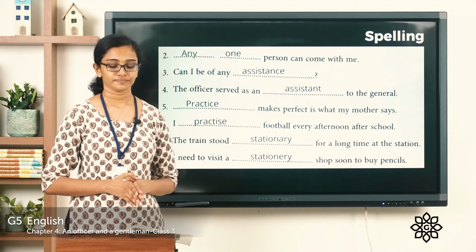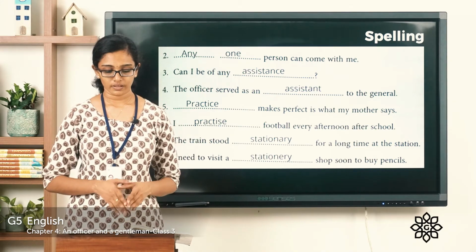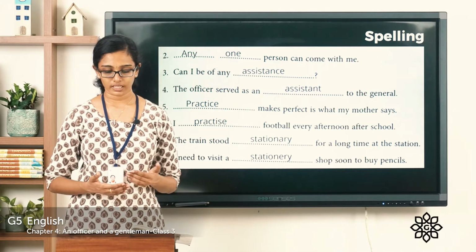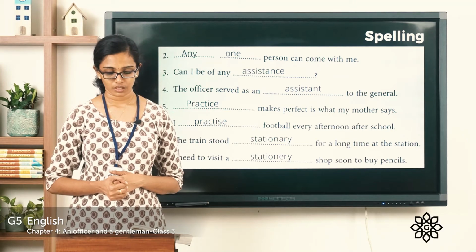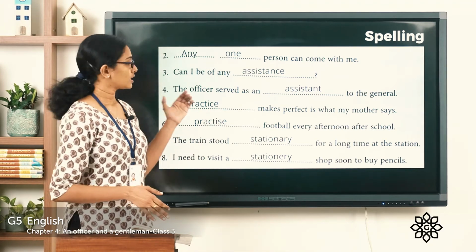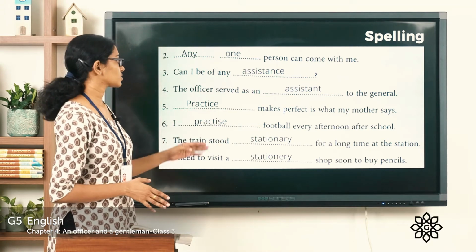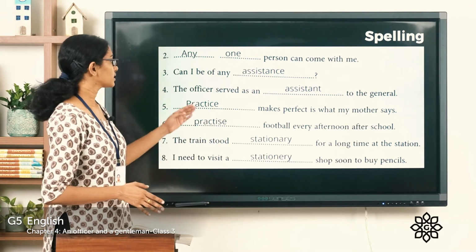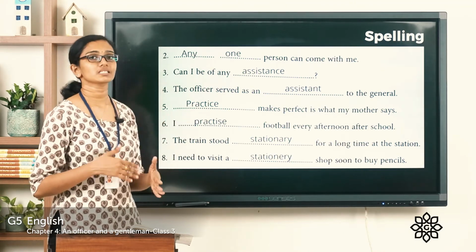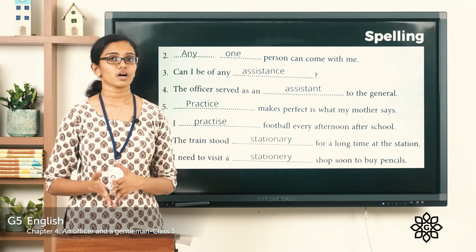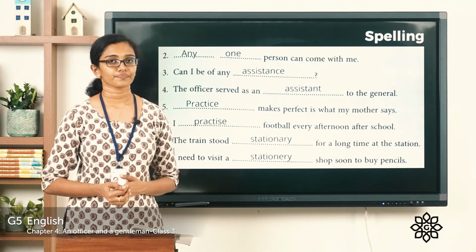to the general. And question 5, dash makes perfect is what my mother says. So that's a proverb. Practice makes perfect is what my mother says. You see the difference in the spelling here? The word practice with the ending CE. It is a noun. It is the action itself.